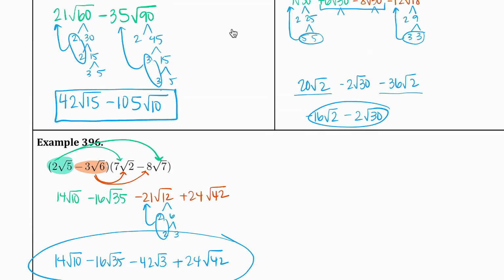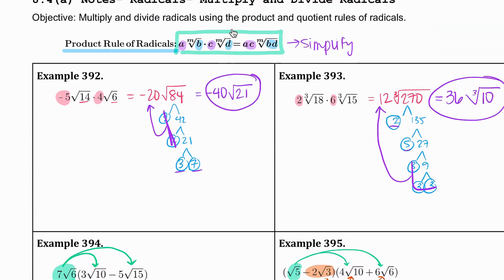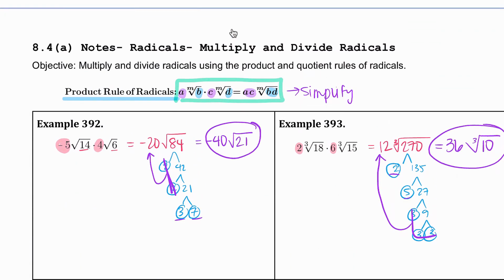So when we are multiplying, we just use our distribution. Remember, you multiply what's on the outside, keep it on the outside. Multiply what's on the inside, keep it on the inside, then simplify if possible.